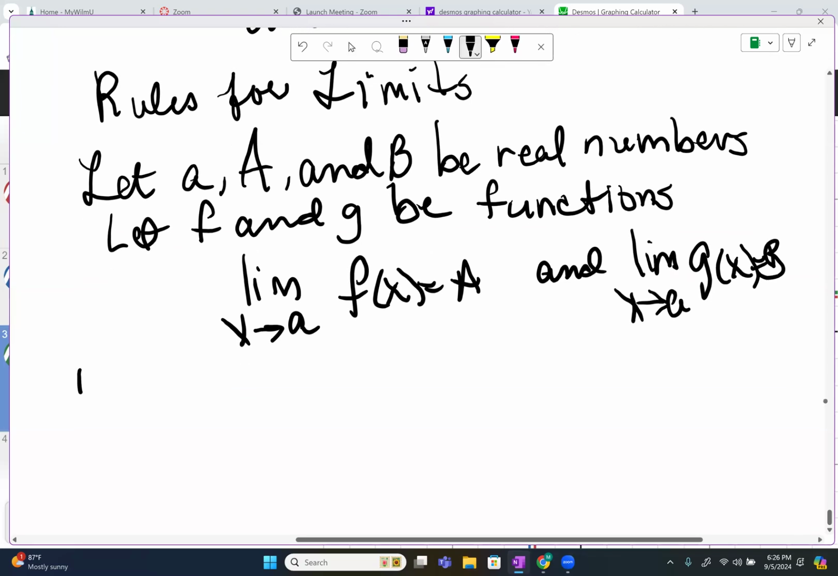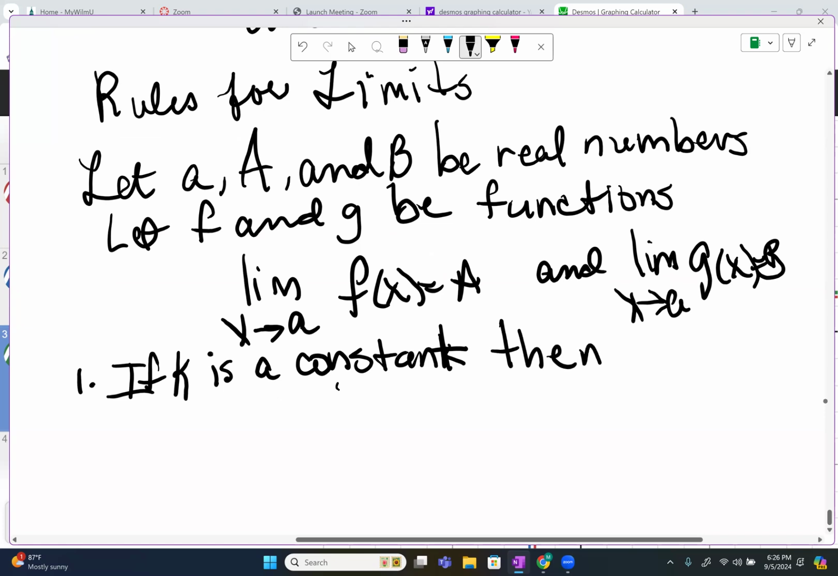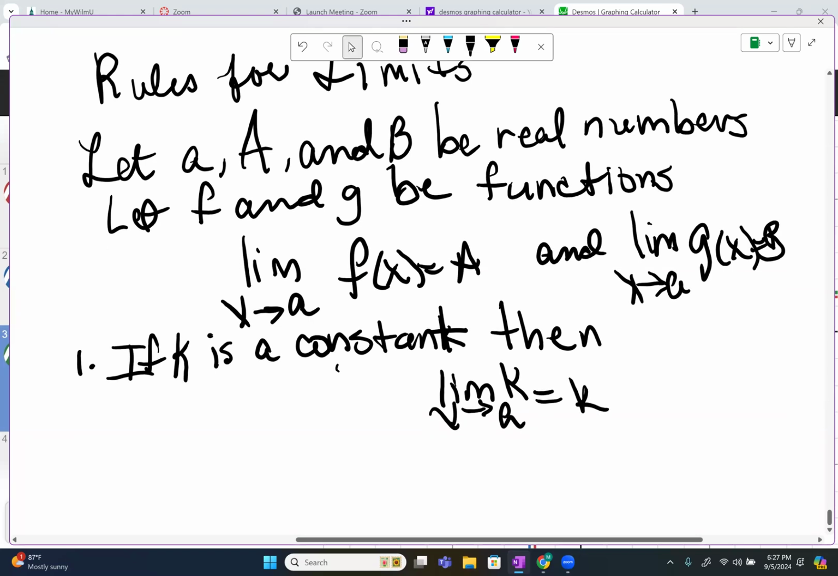Rule number 1, if k is a constant, then consider the fact that the limit of k as x approaches a is equal to k. So that's one rule.